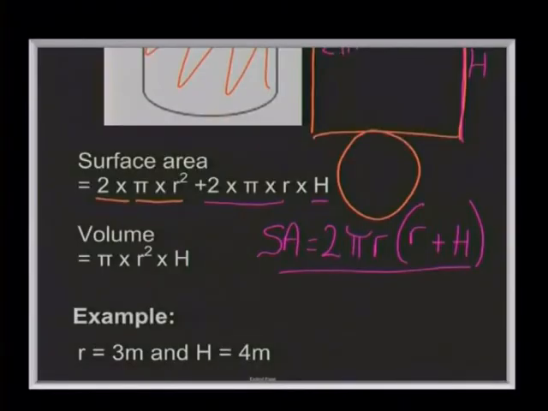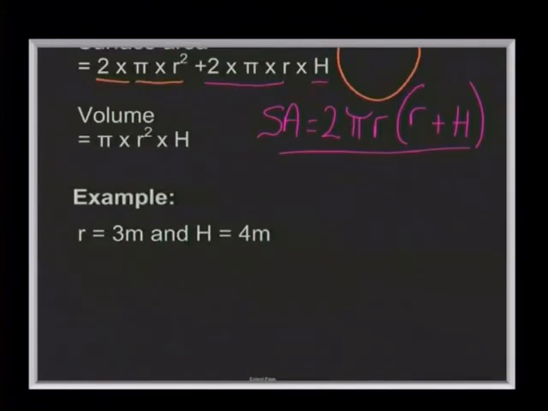Let's try to do an example. In fact, I'll do the example with both formulas so you can see there's nothing to be scared of. So, if my radius is 3 meters and my height of my cylinder is 4 meters. My surface area, I'm going to write out my formula now. So I've got 2 pi r squared. That's 2 circles plus my perimeter of my circle times the height of my shape.